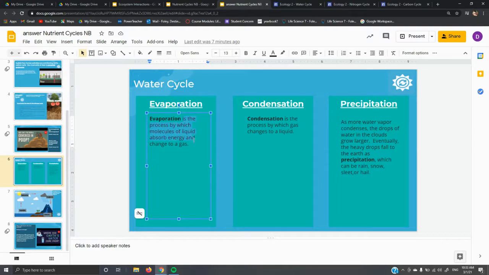Evaporation is the process by which molecules of liquid absorb energy and change into a gas. Condensation is the process in which that gas turns to a liquid. So these are when your clouds form. So evaporation is when the water leaves the body of water or plants or the ground. Condensation is when the clouds form. And precipitation, as more water vapor condenses, the drops of water in the clouds grow larger. Eventually, heavy drops fall to the earth as precipitation, which can either be rain, snow, sleet, or hail. Those are your 3 main things you need to know.